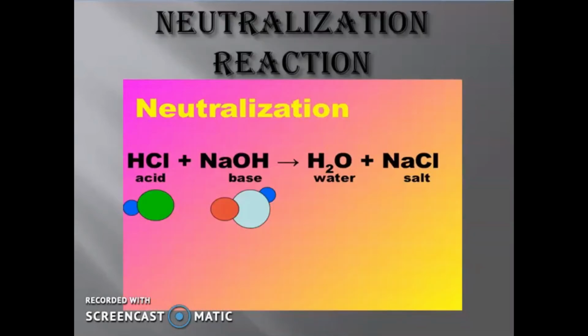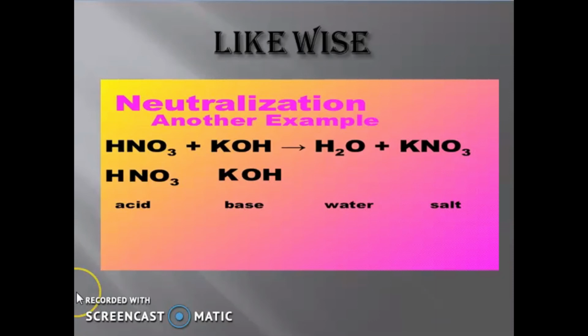In a neutralization reaction, when HCl acid plus NaOH base react with each other, they give water, H2O, plus NaCl salt. Likewise, another example of a neutralization reaction is when HNO3 plus KOH react with each other, giving H2O plus KNO3 salt.